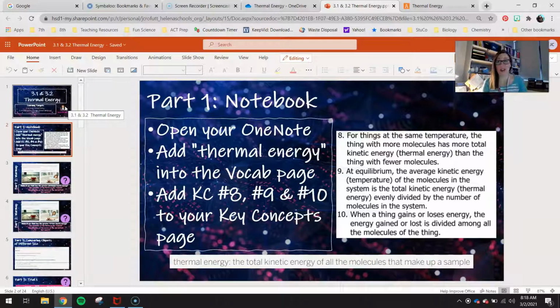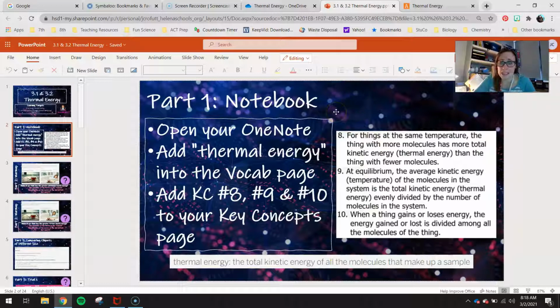Thermal energy, on the other hand, is going to be the total kinetic energy. So if we were to just add up all those kinetic energies of each of those molecules and stop right there, that's our thermal energy. Thermal energy is the total kinetic energy of all the molecules that make up a sample. So make sure you go in and add that to your OneNote in your vocab page. And then also add key concepts 8, 9, and 10. I'm going to revisit these key concepts at the end of this lesson as well.